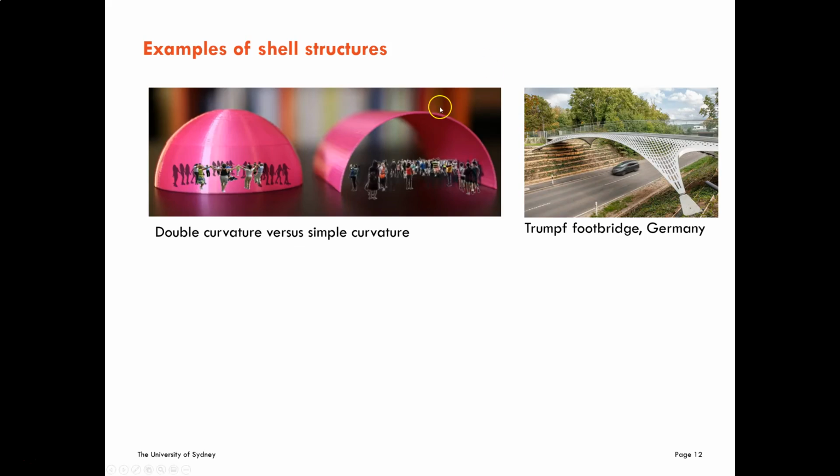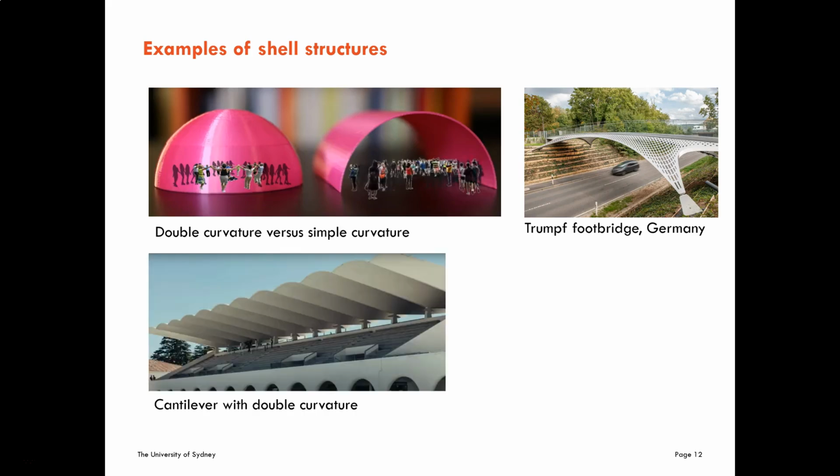I have also this interesting bridge that is called the Trumpf footbridge in Germany. This bridge is made with shell. It's galvanized steel. The interesting thing in this bridge is that it's extremely thin. The relationship between the thickness of the shell and the length of the bridge is 20% less than the corresponding dimensions of an eggshell.